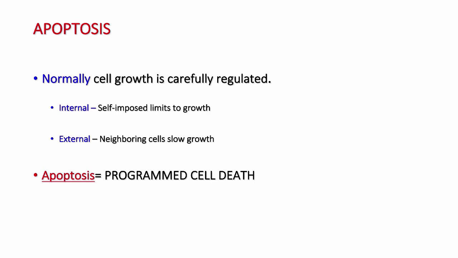So normally cell growth is carefully regulated. There are internal signals that tell cells when they're supposed to die, and there are external signals, the neighboring cells that send out signals to slow down the growth of cells. Apoptosis is programmed cell death. What happens during cancer is that cells ignore this program. They do not die, and they just continue to divide and divide and divide.